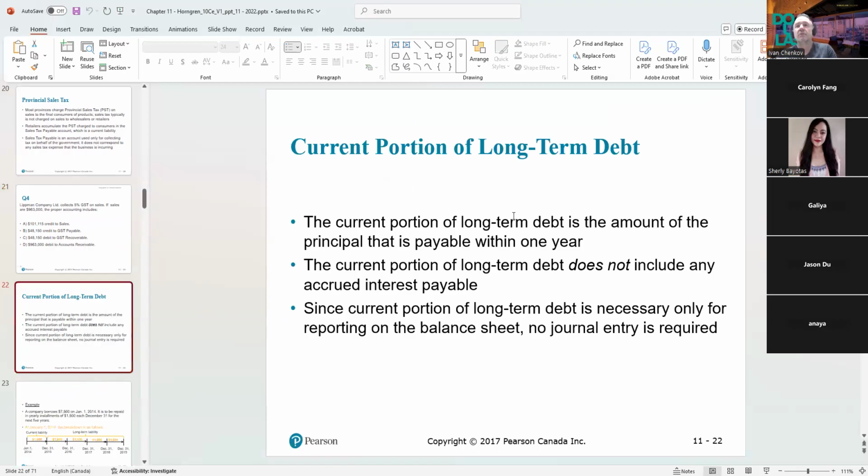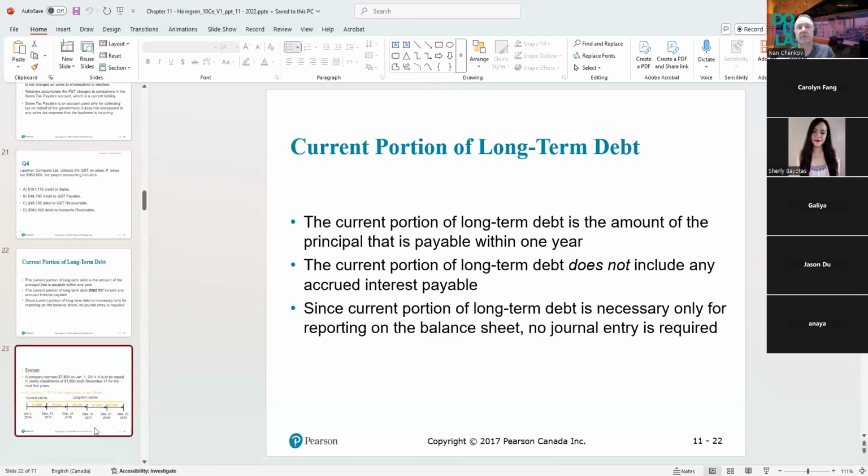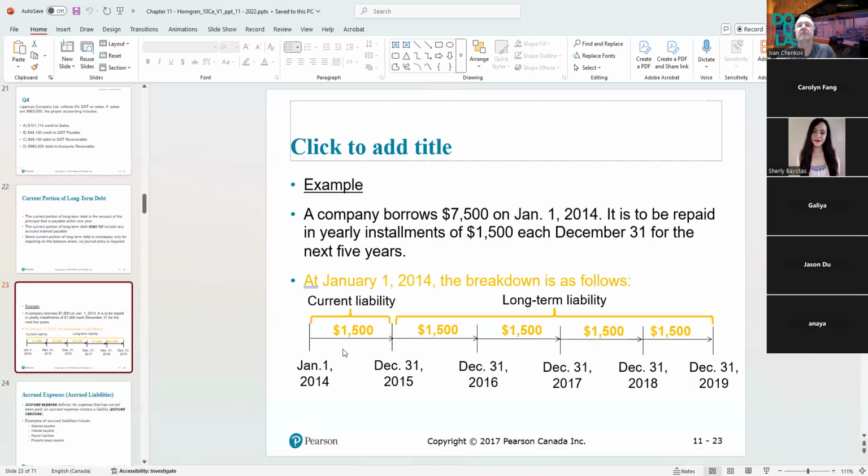Our current portion of the long-term debt: obviously, we always have to show current liability and long-term liability. What if we have a very long-term debt? That debt is always going to have a current portion. Let's say a company borrows $7,500 on January 1st, 2014, which has to be repaid in annual installments, $1,500 each December 31st for the next 5 years. So what's going to happen?